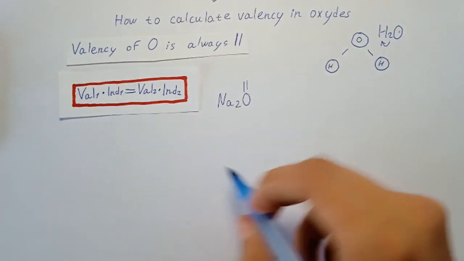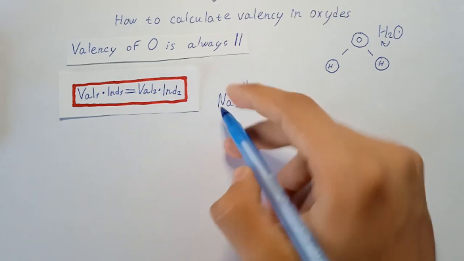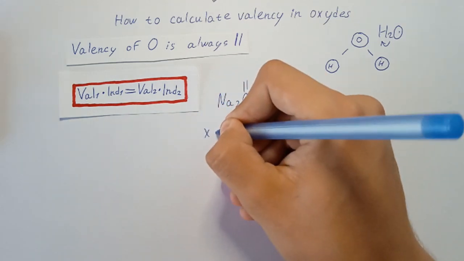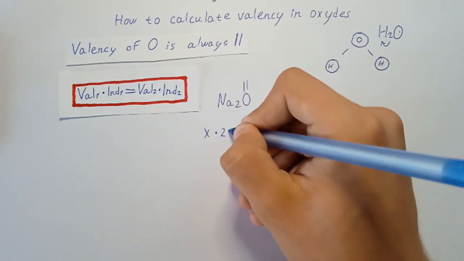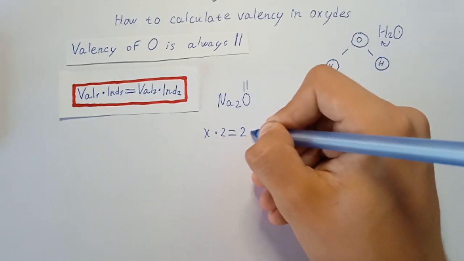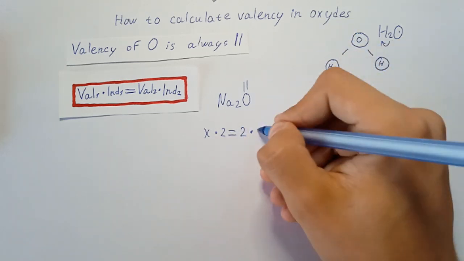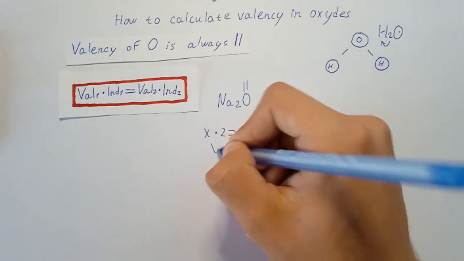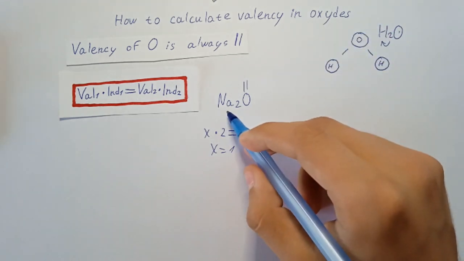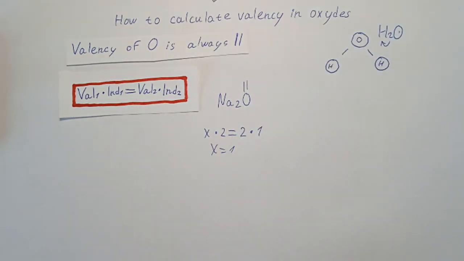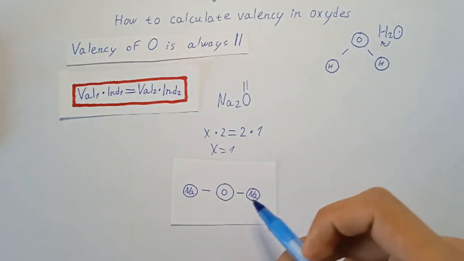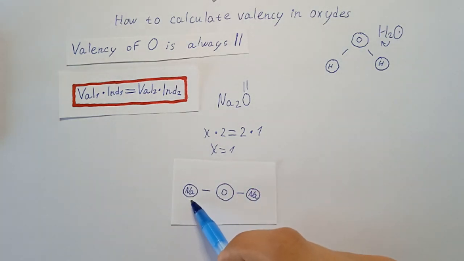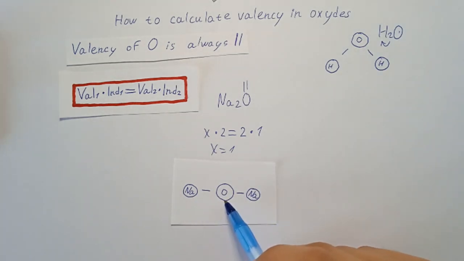So let's actually use our formula now. Valency of the first element, we don't know it, let that be x, multiplied by its index is equal to the valency of oxygen multiplied by the index near oxygen. It's 1. Now, it's pretty easy to tell that x here is equal to 1, and that will be the valency of sodium in this compound. If we look how the molecule is structured, we will see that, like in the water molecule, sodium has only one bond next to it and oxygen has 2.